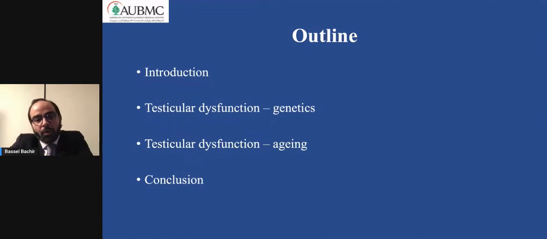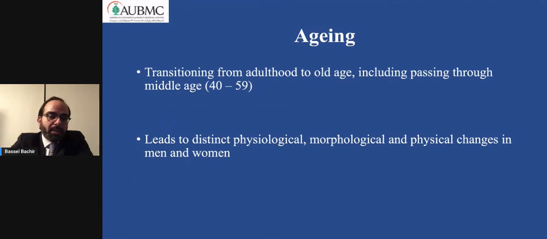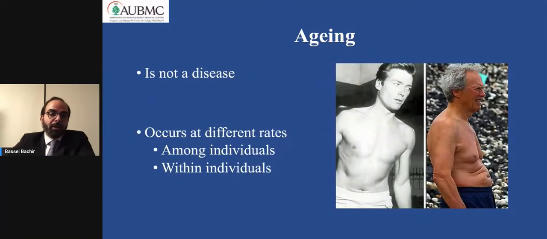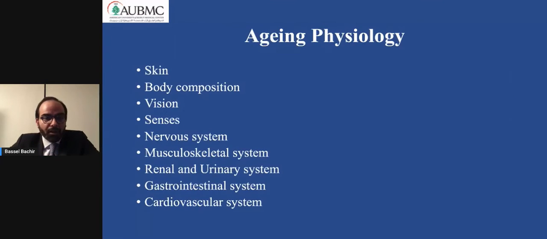So moving on from the genetic causes of testicular dysfunction to the process of aging. Aging is basically the transitioning from adulthood to old age, including the passing through the middle ages of 40 to 59. And as we all know on a personal level, aging leads to distinct physiological, morphological, and physical changes in both men and women. Aging is not a disease, and it occurs at different rates, both amongst individuals and within the same individual at different stages of his or her life.